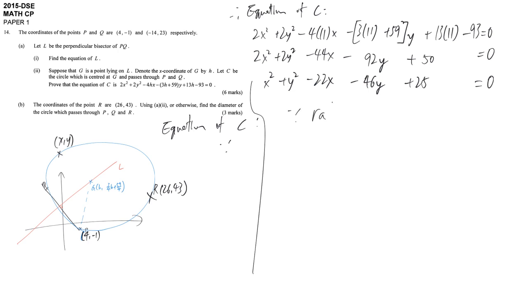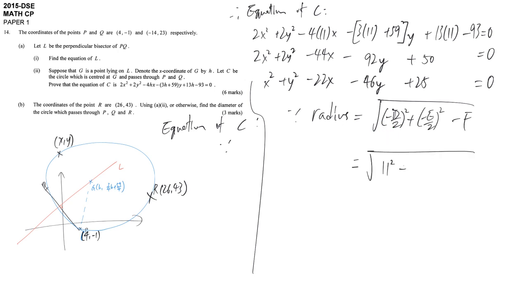So since the radius is equal to... no matter whether you write down the negative inside or not, it's no problem. So the radius is 25. That's why the diameter is equal to 50.